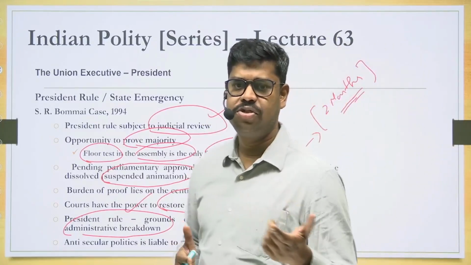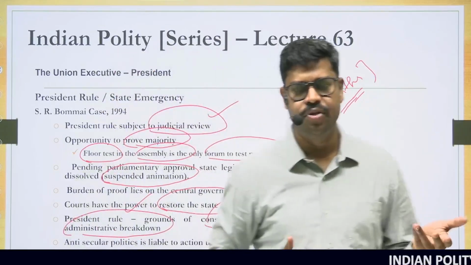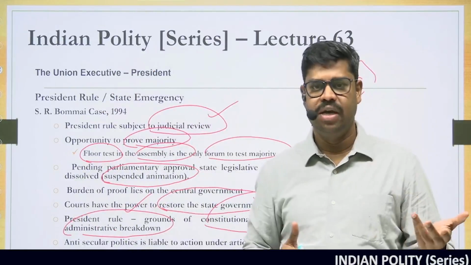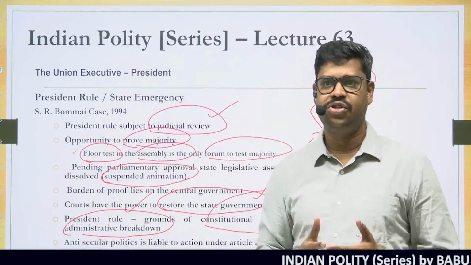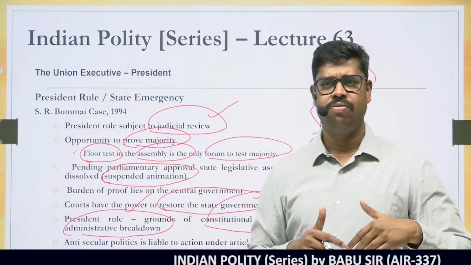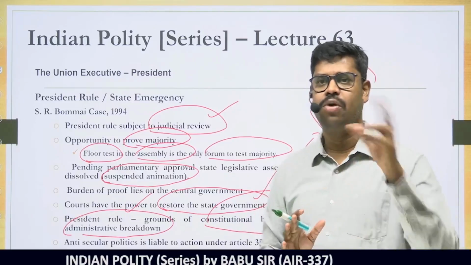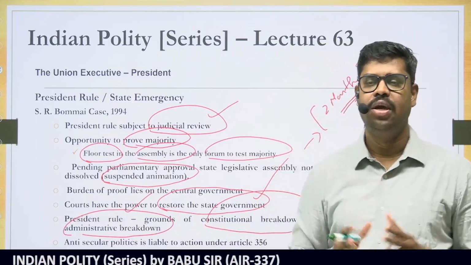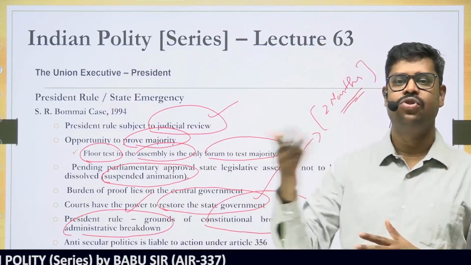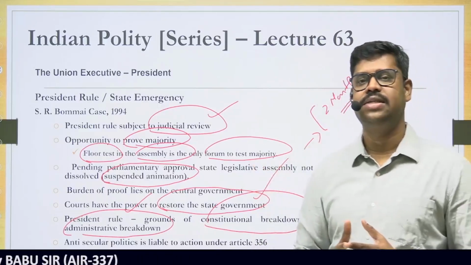But what is an administrative breakdown? Say for example, the policies of the state government is not good. The people are not happy with the governance, there is maladministration, there is corruption in administration. So these are all administrative breakdown, these are all administrative issues. So administrative issues cannot be a ground to impose a president rule. The president rule can be strictly imposed on the grounds of constitutional breakdown. That is what the court has said in the S.R. Bommai case.